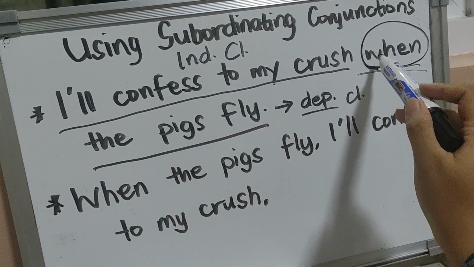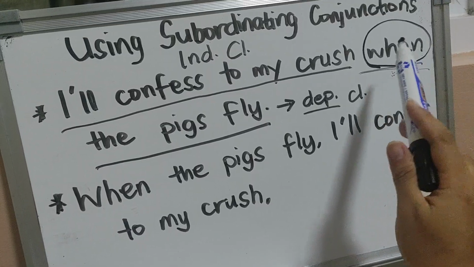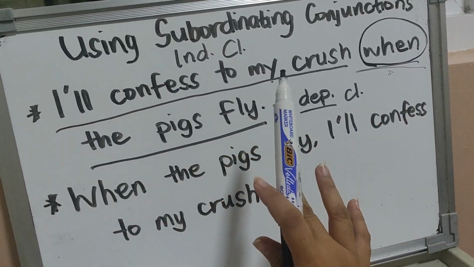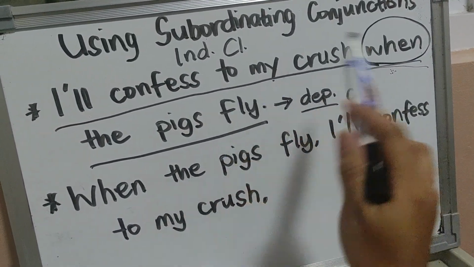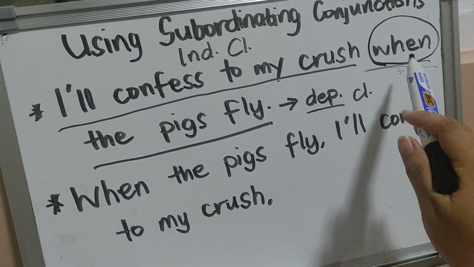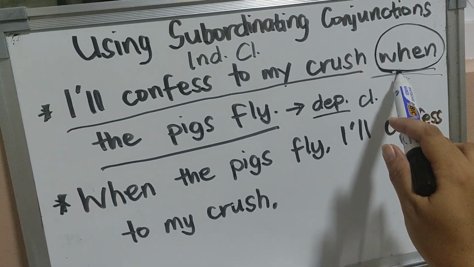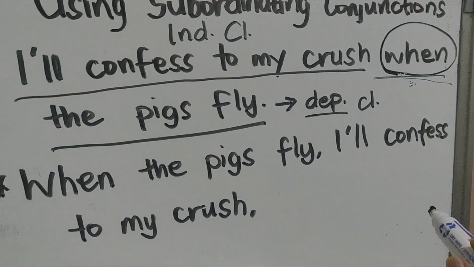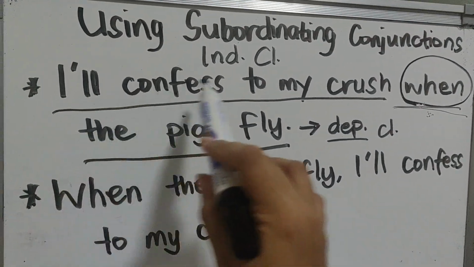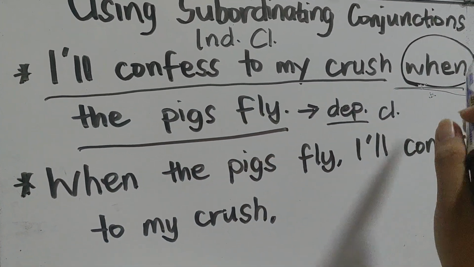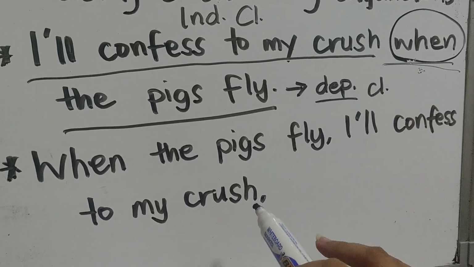If you don't have this, "the pigs fly," it's not a dependent clause anymore. You should always have a subordinating conjunction. So, see, it's very easy, right? Very simple. So, going to the next example.